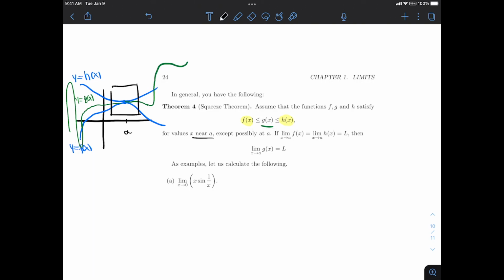The other condition that you need to check is that the two limits are equal. The limit of f and the limit of h both equal L. So what does that mean for us? That, as a conclusion, forces the limit of g, the green one, to also be L. So L for us will be the y coordinate of this. We're going to do it in black.